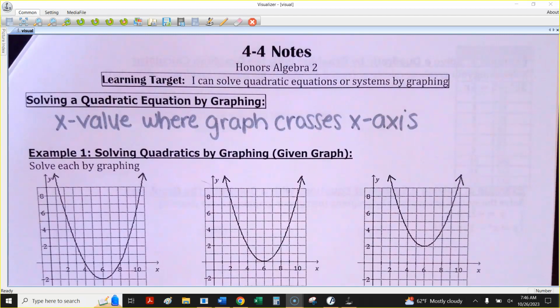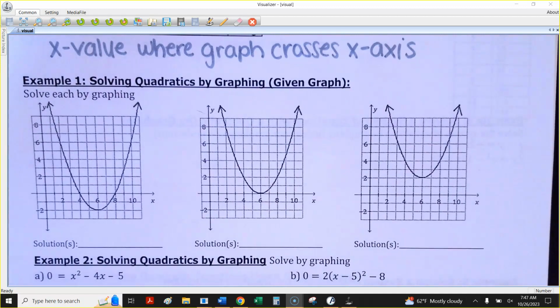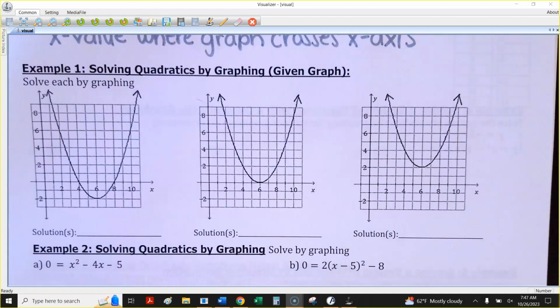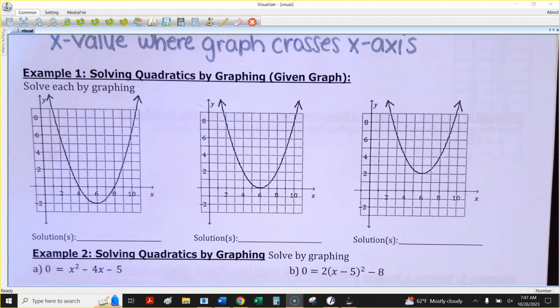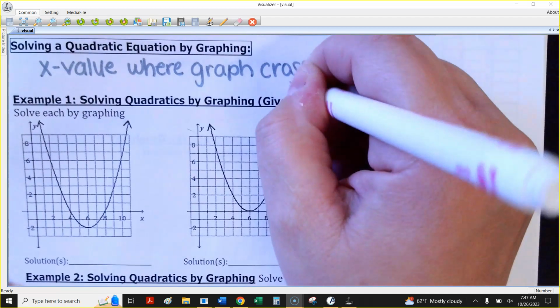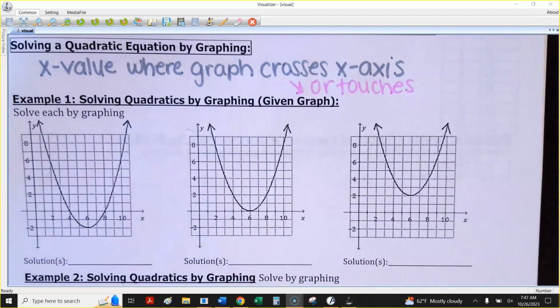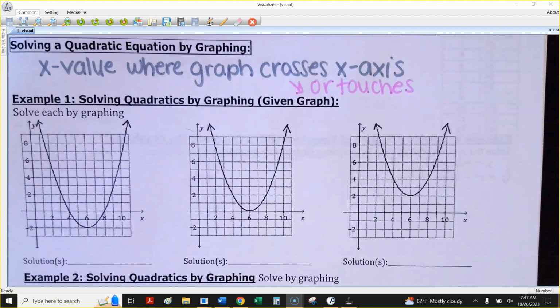So I just have these first 3 problems. They're literally already done for you. So these just each have a graph of a parabola on there, and it just asks you to find the solution. So all you're looking for is where does that graph, actually, let me back up here. This says crosses, I'm going to say or touches. It might not actually go through the x-axis. So if it goes through the x-axis or if it touches the x-axis, that's the x value that you're going to look for. So if I look at this first lovely parabola, can you tell me what the zeros are?